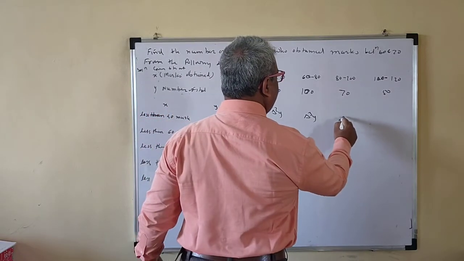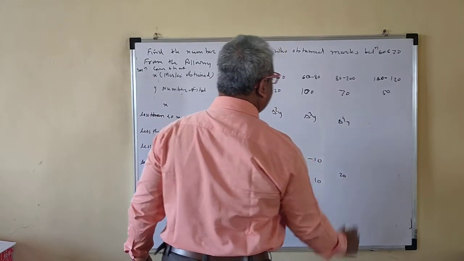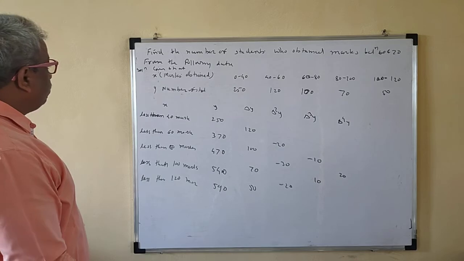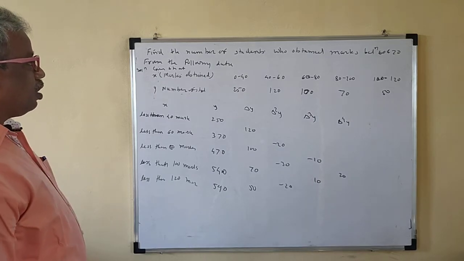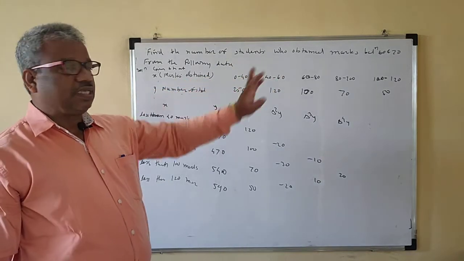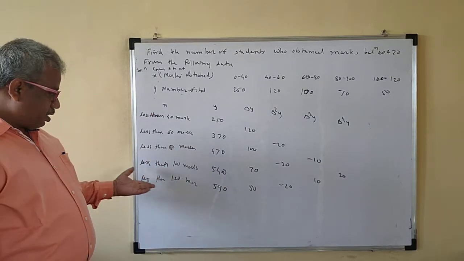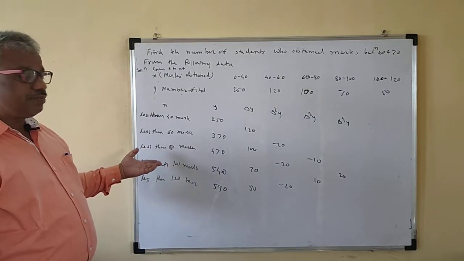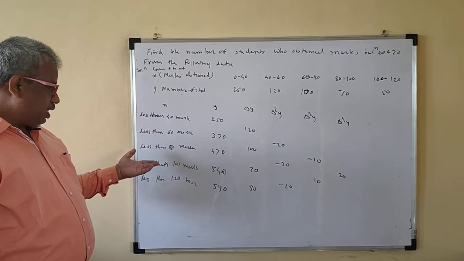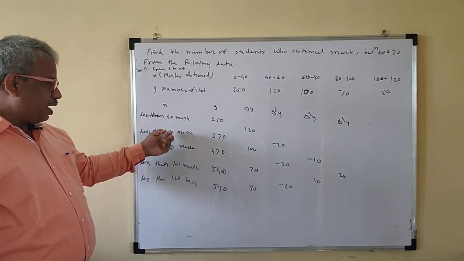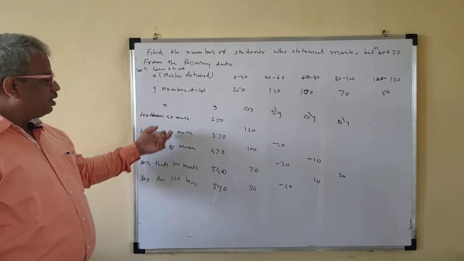And then the fourth difference, y, will be 20 now. Now what do you want? The students who got between 60 and 70. So we have to find the 70 marks. Okay, less than 70 marks. We'll find less than 70 marks. So we'll find 70 marks and take the difference of that one.